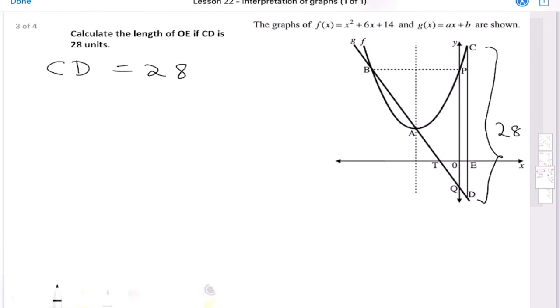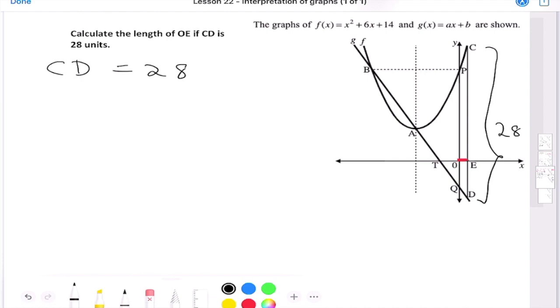Now OE is that horizontal distance between the origin O and E, that distance there. So all we really need is to know the values of X at O and at E. We know obviously at O, X is equal to 0. All we need is the value of X at E.